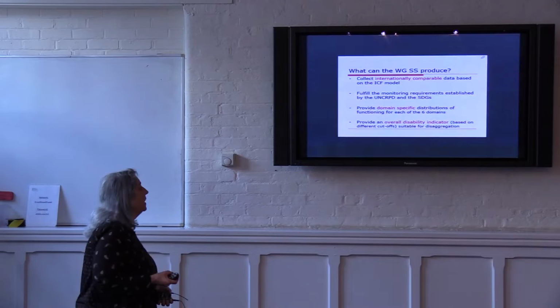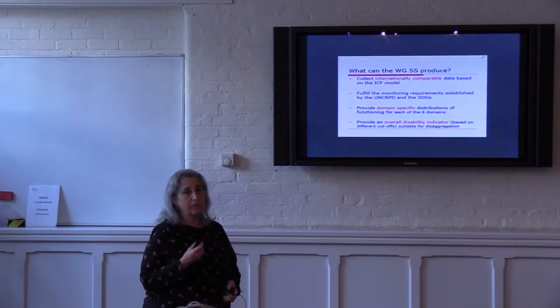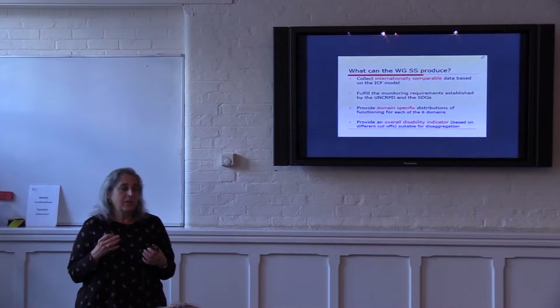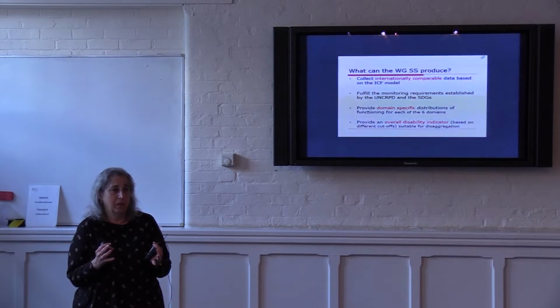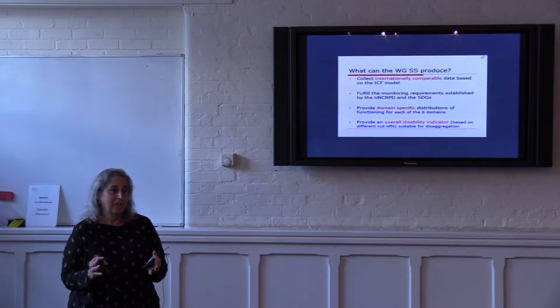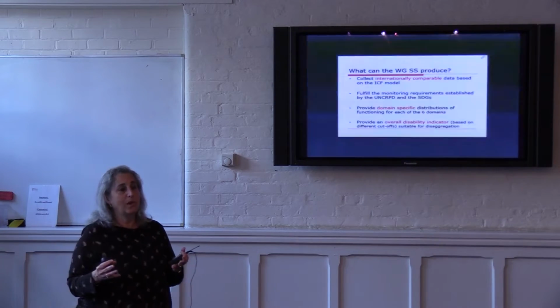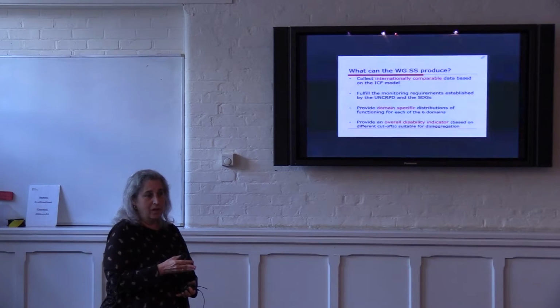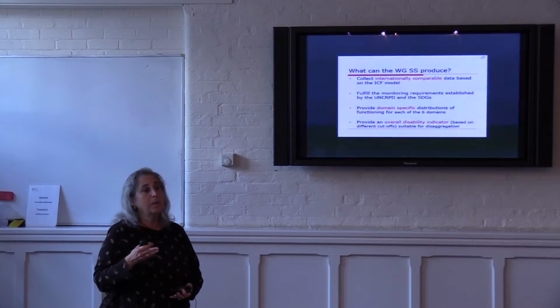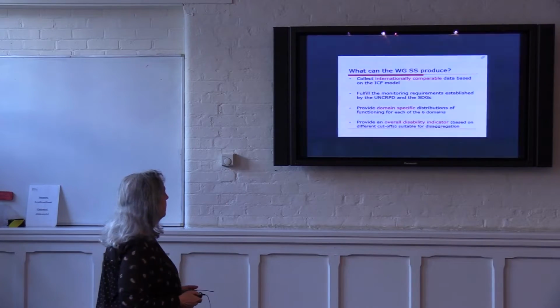And I absolutely agree, the cutoffs chosen have to be policy relevant. Every time someone says to me, what's the prevalence of disability? I cringe. Because there is no one prevalence. If it's a continuum, there is no one prevalence. It's where do you draw the line? And where you draw the line will depend on what you want to use the data for.